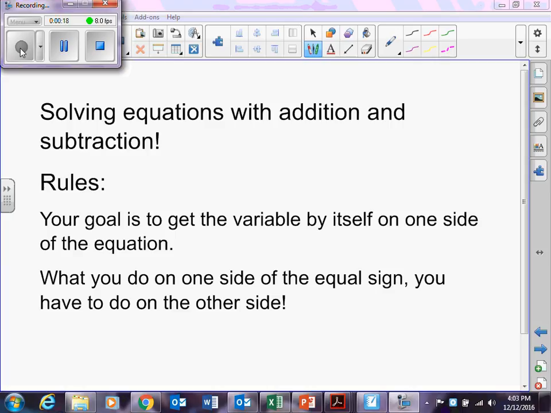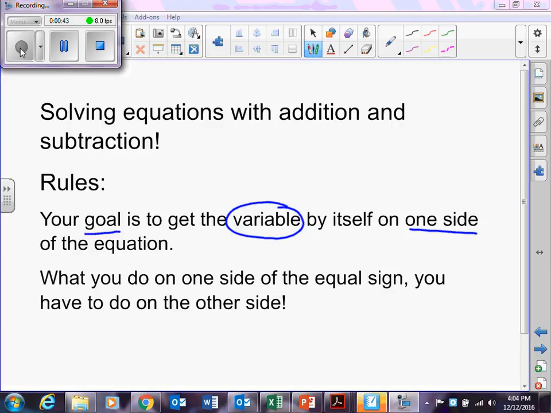First of all, your goal is to get the variable by itself on one side of the equation. So if it's on the left-hand side, then you need to get rid of everything else from the left-hand side so that it's just the variable. And then you need to remember what you do on one side of the equal sign, you have to do on the other side of the equal sign. So we have to keep it balanced.